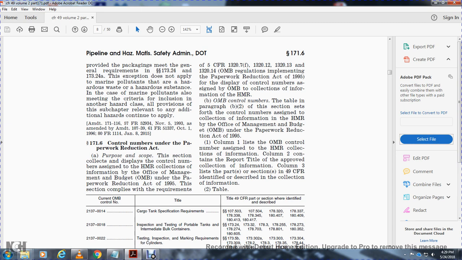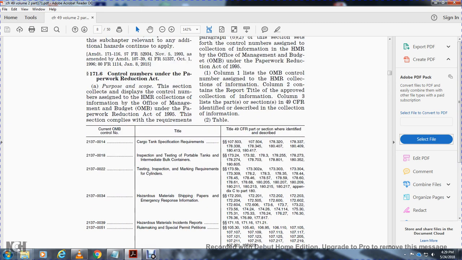Office of Management and Budget control number, the table is set out in paragraph B2 of this section. The control number designates the collection of information for the hazardous material regulation under the Paperwork Reduction Act of 1995. Column 1 lists the OMB control number designating the hazardous material regulation collection of information. Column 2 contains the report type of the approval of the collection of information. Column 3 lists the parts and sections of Title 49 identified and described in this collection and in this table 2.